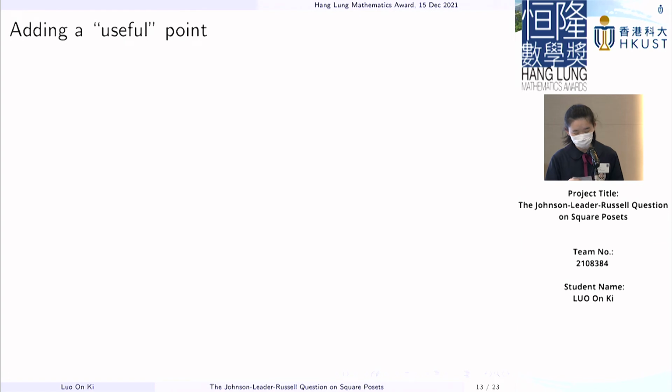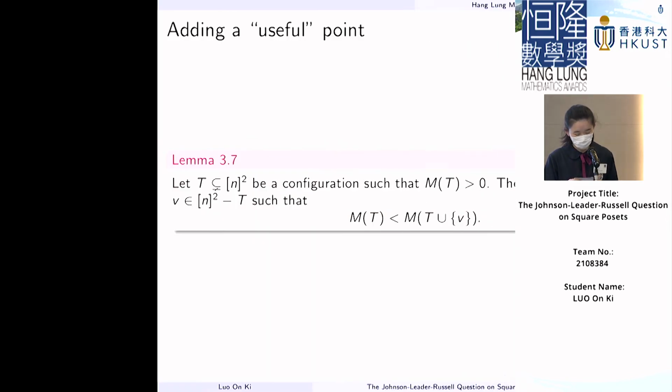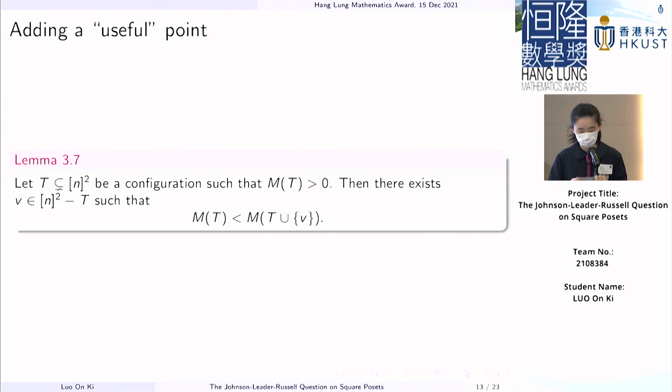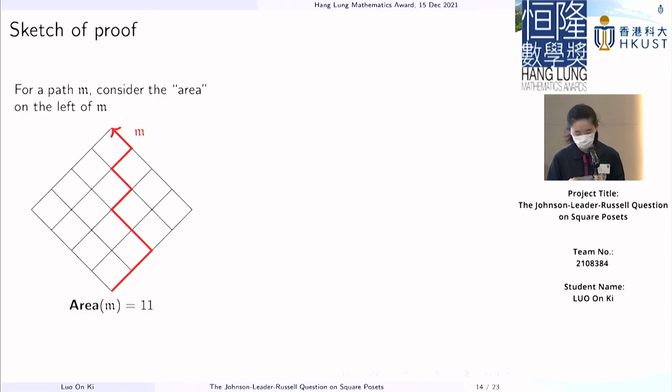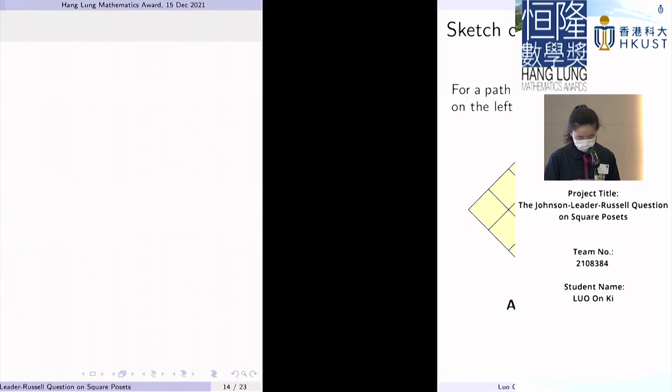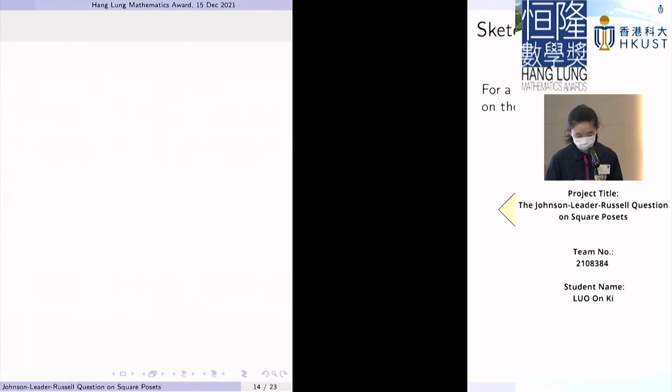We now want to show that we can always improve the configuration whenever there is a wasted point. To do that, we want to add a useful point. We prove that if the grid is not full, we can always add a point such that the total number of paths increases. Therefore, a useful point always exists. To construct the useful point, we consider a new definition, area. For a path M, we consider the area as the number of unit grids on the left of M, without loss of generality. In this case, the area of M is 11.